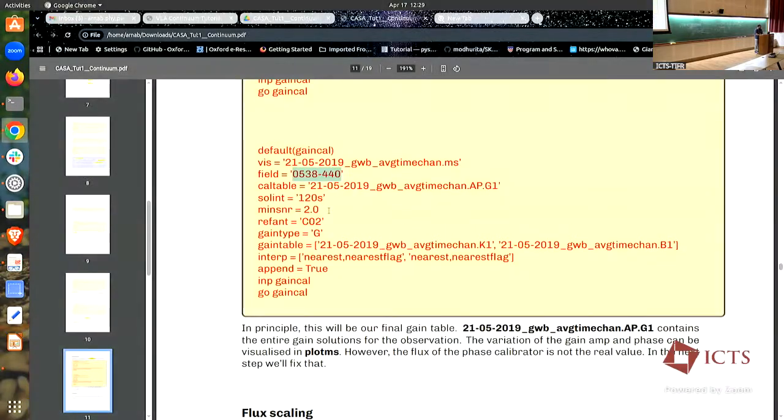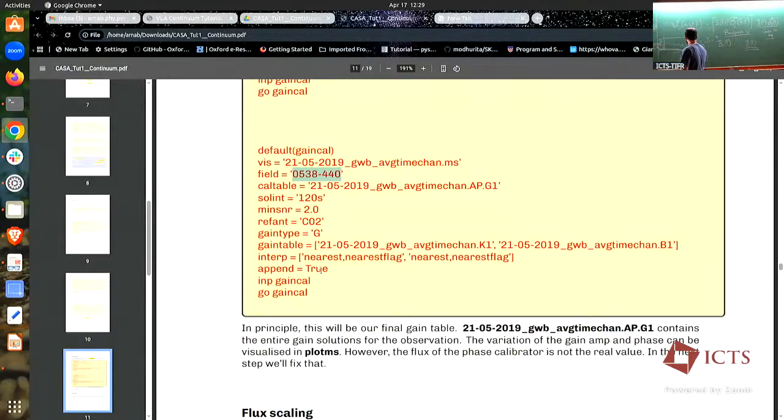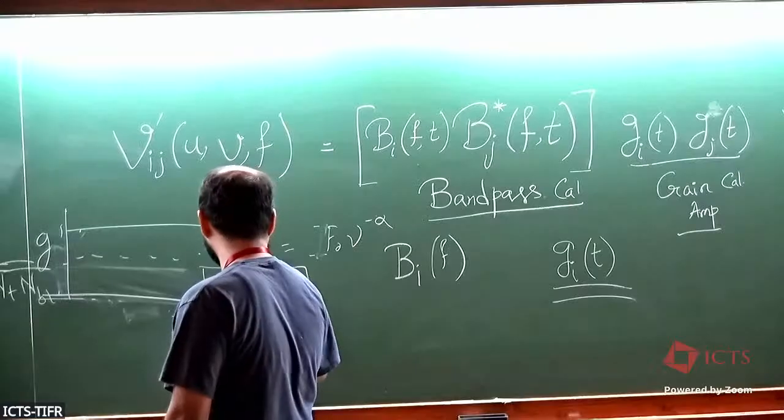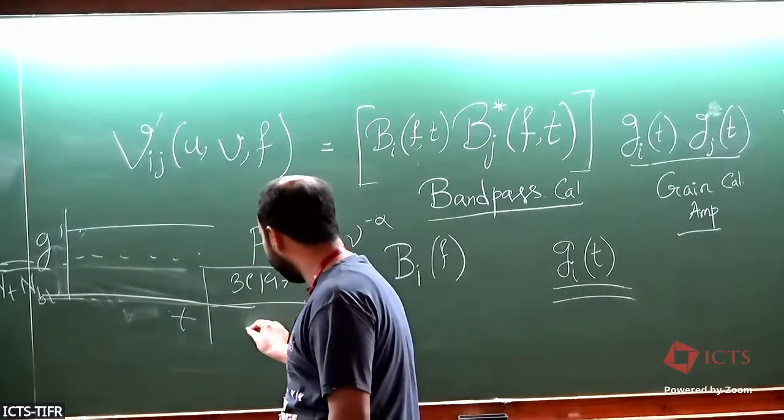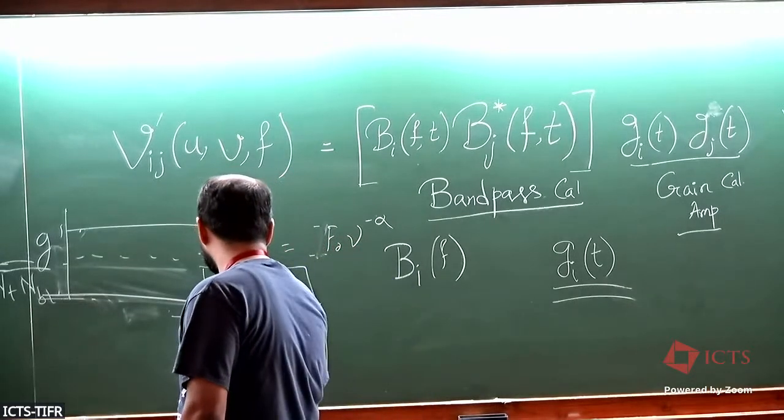And note that most of the parameters are the same. Your gain table name is also the same, but you are also appending true. So what is basically happening is that you have a table which is something like this. The first term you have a solution for 3C147, and since you are appending in the same table, they will append for your phase calibrator.